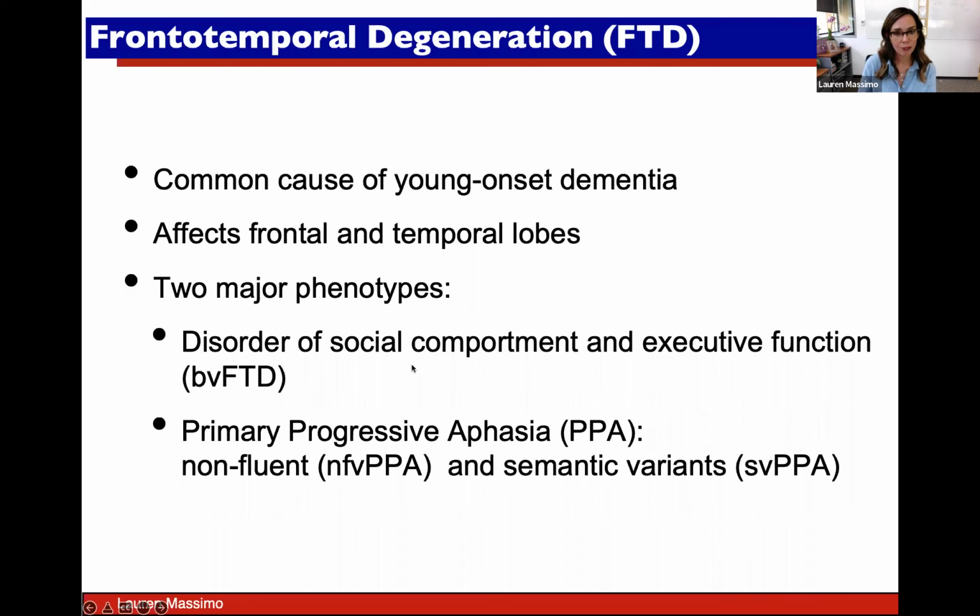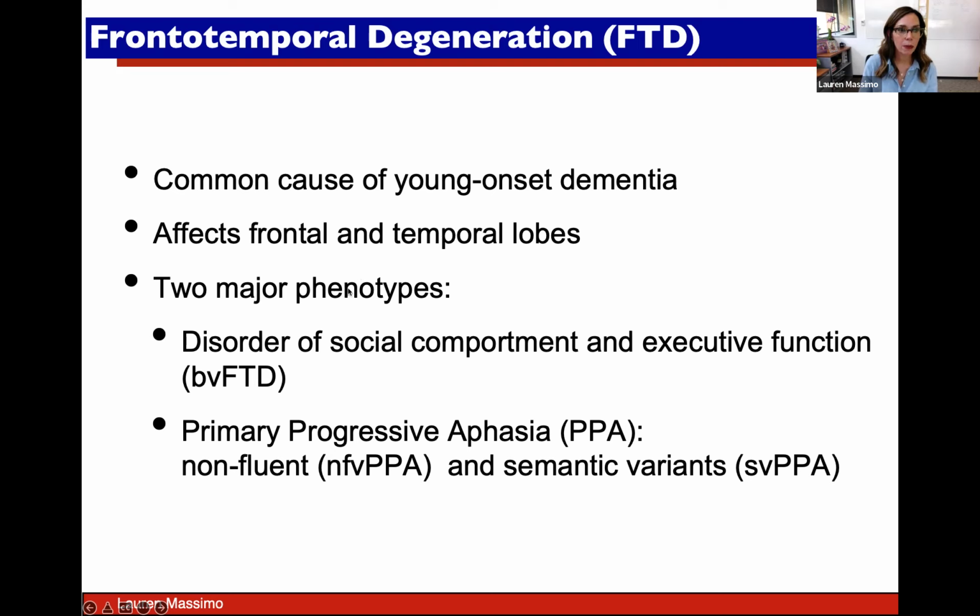Frontotemporal degeneration, or FTD, because it's a mouthful to say, is a common cause of young onset dementia, meaning that individuals with FTD, their symptoms often begin before the age of 65. And just as the name states, frontotemporal degeneration, the disease affects the frontal and the temporal lobes of the brain. From my first slide, you know that the frontal lobe of the brain is important for personality, and the temporal lobes of the brain are important for speech and language.